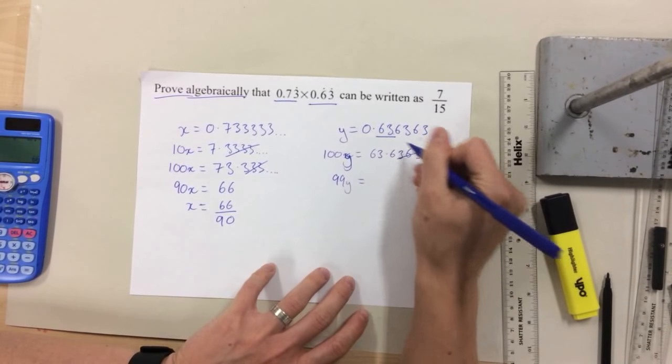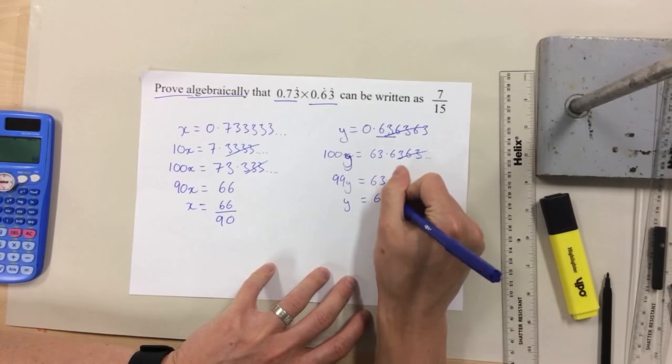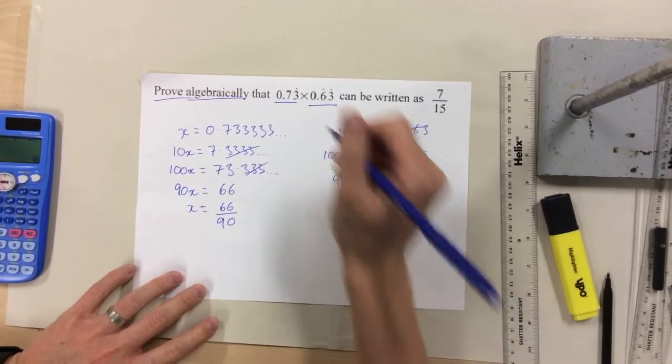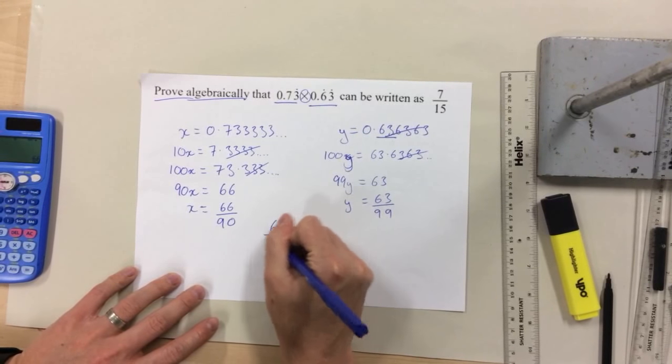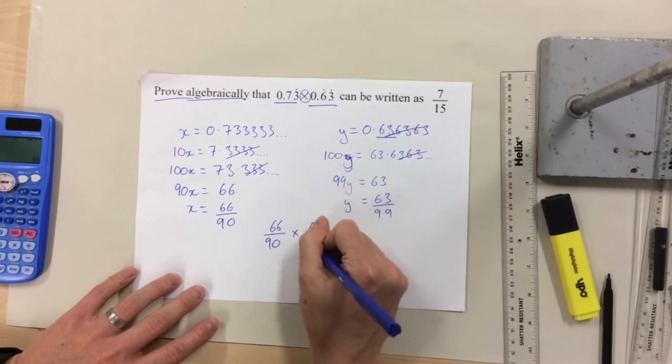63 take away, well, that disappears, we're just left with 63. So y would equal 63 over 99. So last bit then, I'm multiplying those together. So I've got 66 over 90 multiplied by 63 over 99.